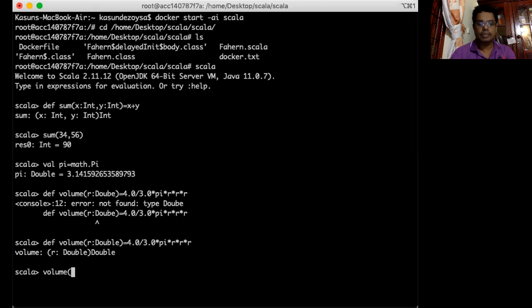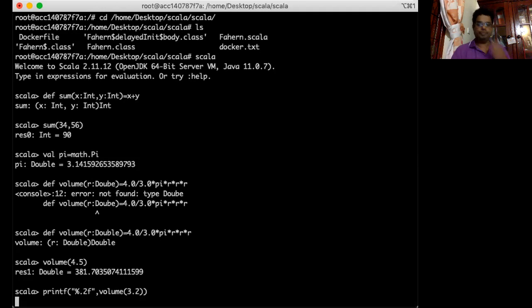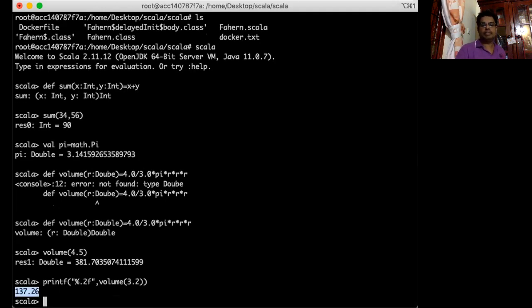I can call it like that, with radius 4.5, the volume of the sphere is 381 point something. Let's say I want it in two decimal places, so I can use the printf function, give a formatted string and say I need only two decimal places, and then call volume with radius 3.2. You see it says 137.26. So that's how our volume function looks.